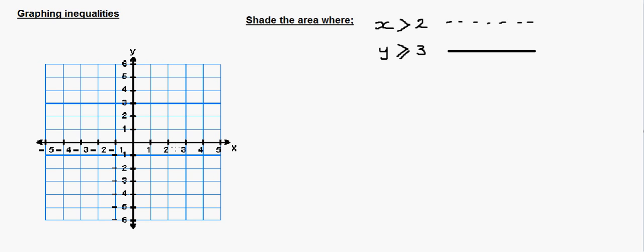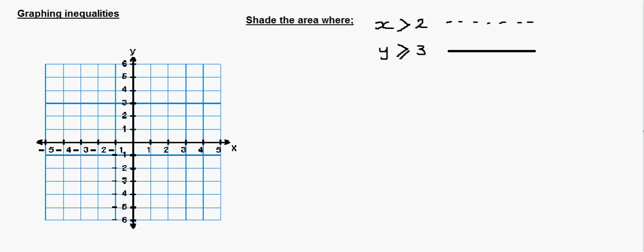Okay, as we did with the number lines, we have empty circles for less than and greater than, and we have full circles for less than or equal to and greater than or equal to. So now drawing the lines is very simple. Where x is greater than 2, we go to where x is 2.